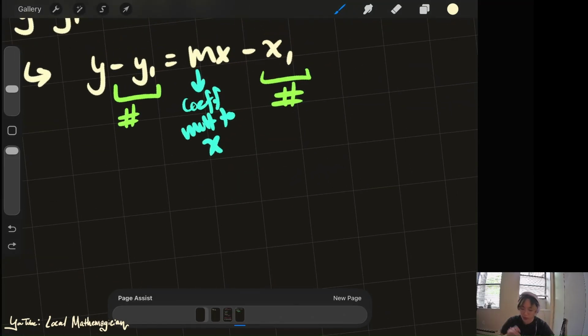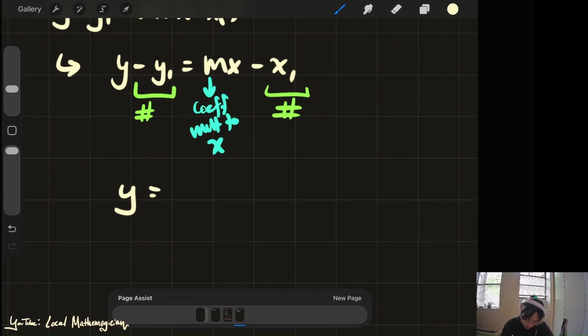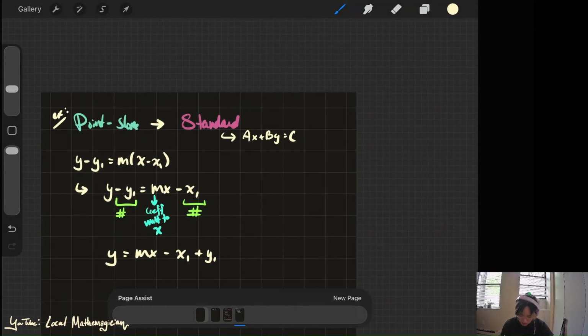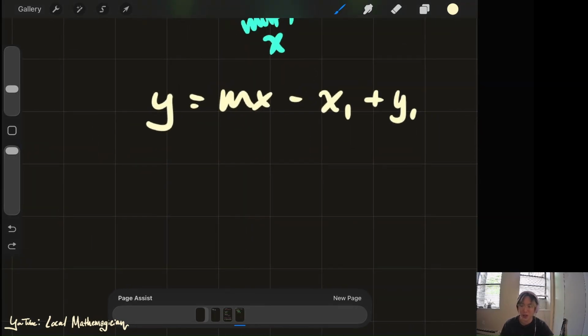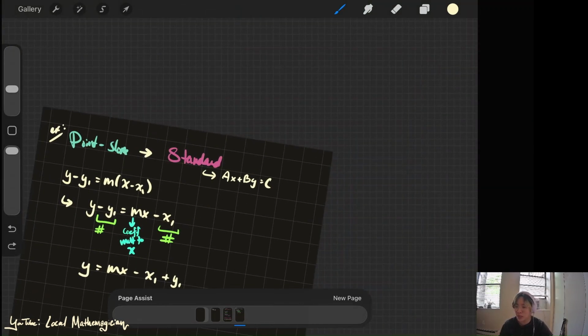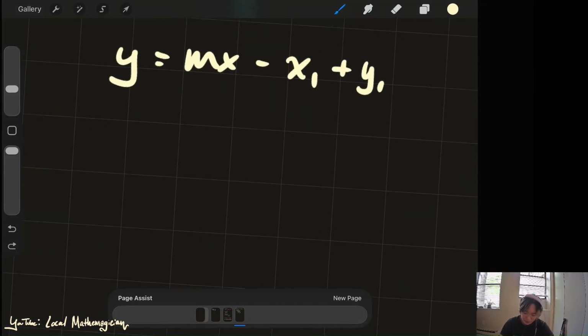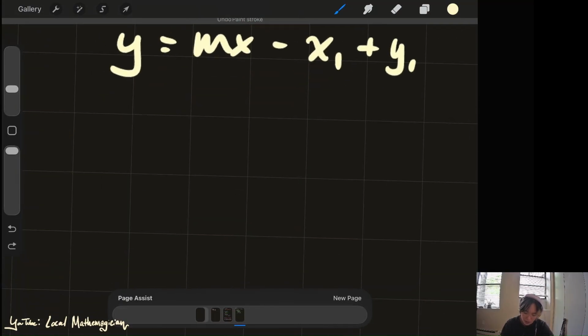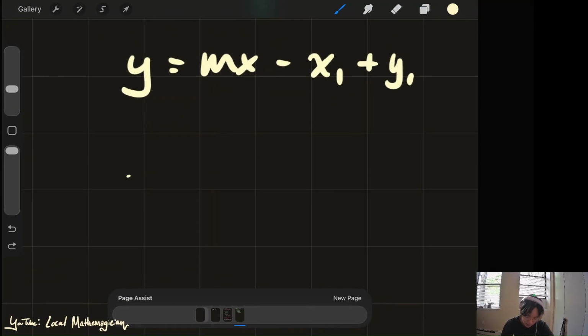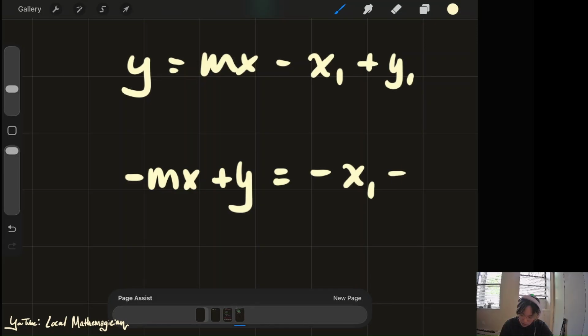So I'm going to push all the numbers to one side. So I'm going to get y is equal to mx minus x1 plus y1. Okay, now, if you notice, all your variables are on the left-hand side, okay? Of course, if you have all the variables on the right and all the numbers on the left, that's fine too, because ax plus by equals c is the same as saying c is equal to ax plus by, right? I'm going to push this piece this way, and I'm going to get negative mx plus y is equal to negative x1 plus y1.